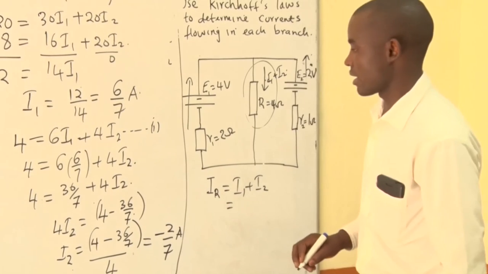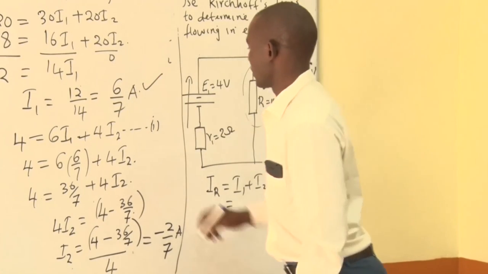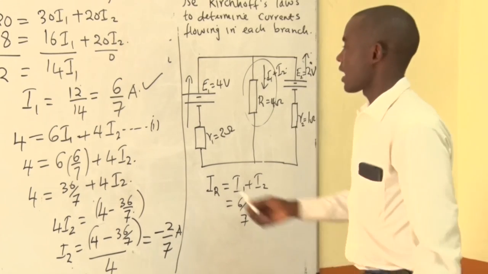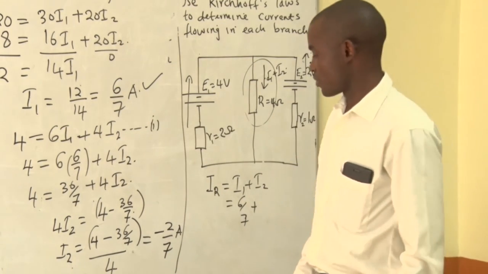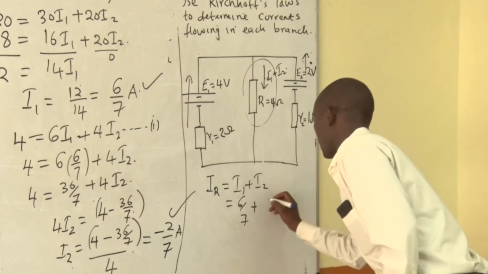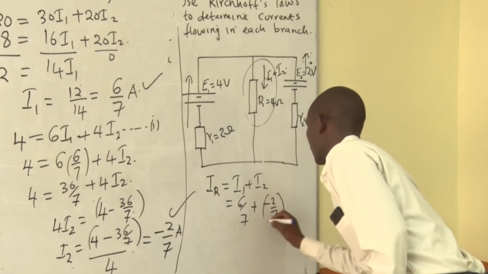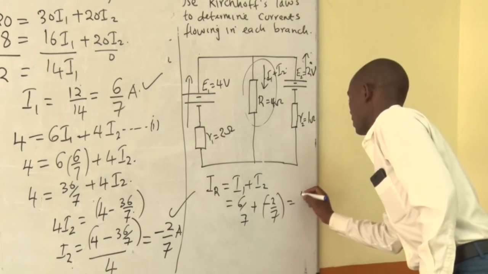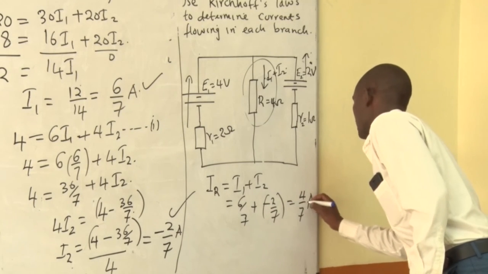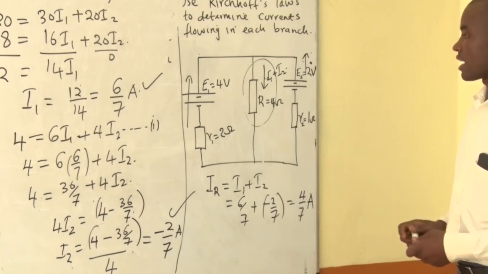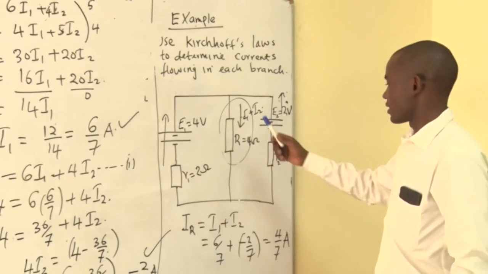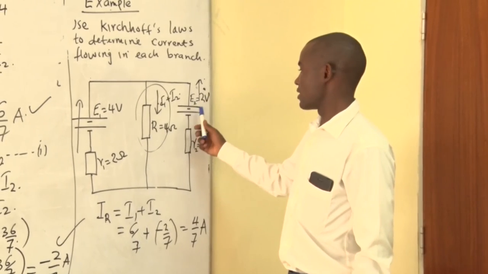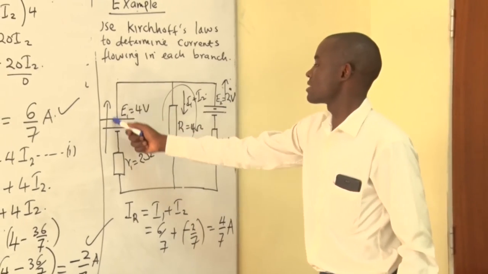Our I1 is here, it will be equal to 6 over 7 plus I2. Our I2 is here, so plus minus 2 over 7. Remember, plus and a minus is the same as a minus, so this one should give you 4 over 7 amperes. So the currents flowing in these branches are: the first branch is 6 over 7, the second branch is 4 over 7, and this one is equal to minus 2 over 7. These are negative because it is going against this other source.